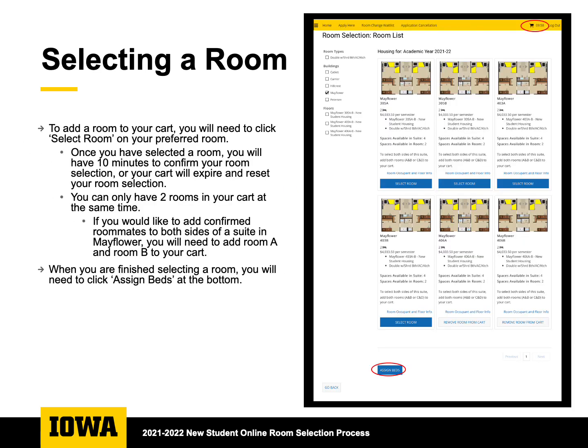Once you find the room you like, click Select Room to add it to your cart. Once a room is added to your cart, you will have 10 minutes to complete the room selection process. If you deselect your initial room and select a new room, the timer will reset. You can only have 2 rooms in your cart at the same time, and this should only be the case if you are assigning a confirmed roommate to both sides of a suite in Mayflower.